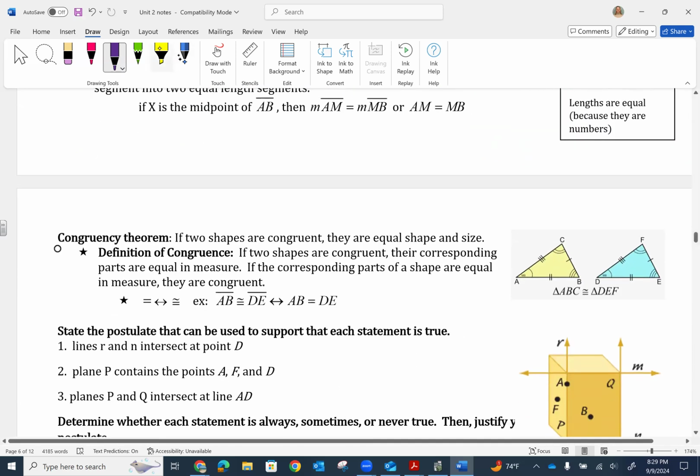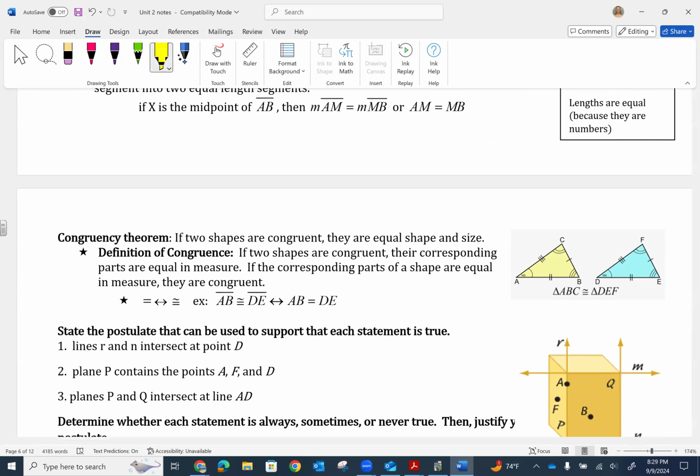All right, another thing we're going to be talking about would be the definition of congruence. There's a congruence theorem. We really don't use it. It's stated there. But the definition of congruence, we will use a ton. So put a big old star. We'll use the midpoint theorem. We'll use the definition. What's the definition of congruence?